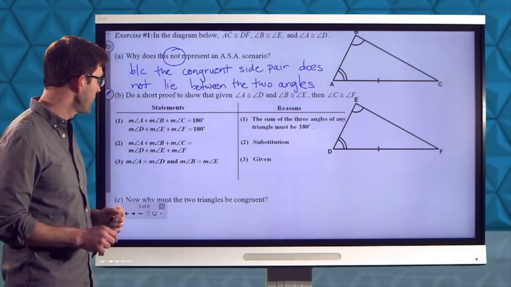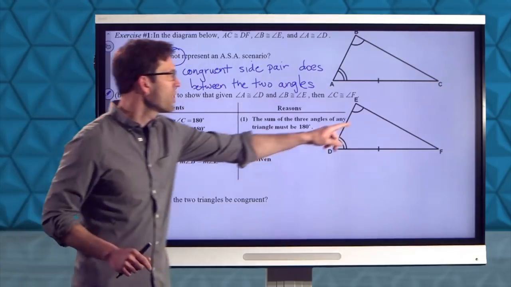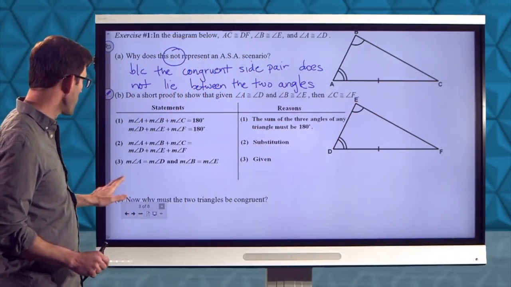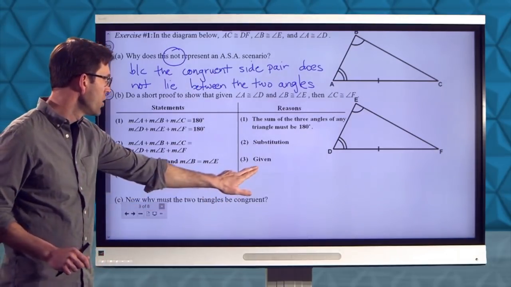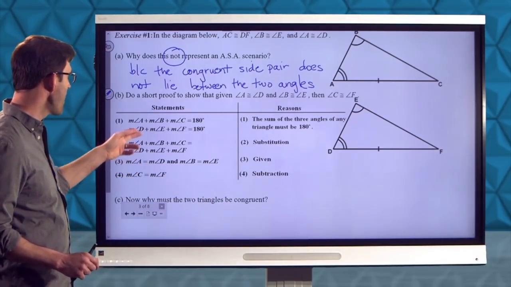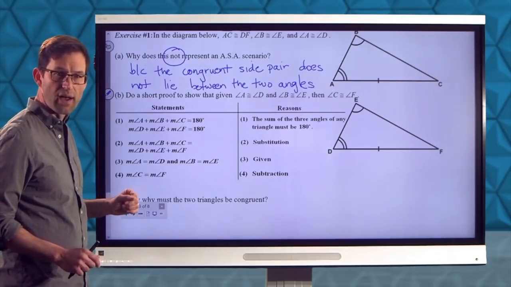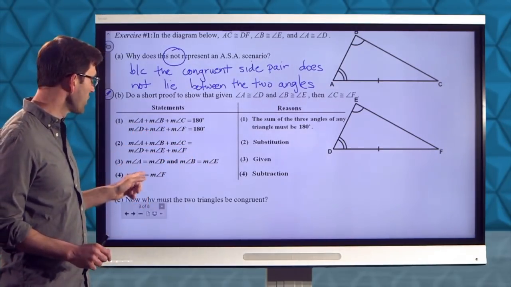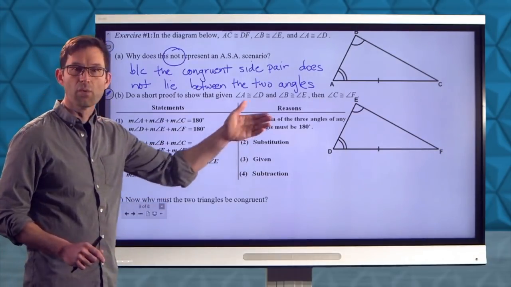We were told that, ultimately, we're trying to prove that C and F are equal to each other. So what do we do? Well, we will just subtract A and D from both sides, and B and E from the two sides, and we're left with what we want. C is equal to F.